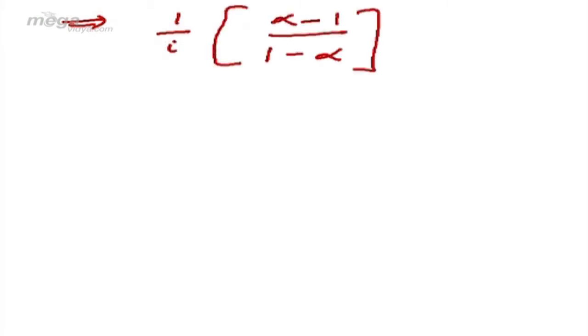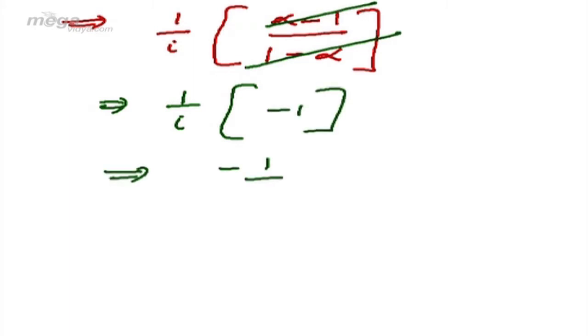Now the expression becomes 1 by I, alpha minus 1 upon 1 minus alpha. So this will become 1 by I, and 1 minus alpha and alpha minus 1 cancel out. This becomes minus 1 by I, and it is equal to I.